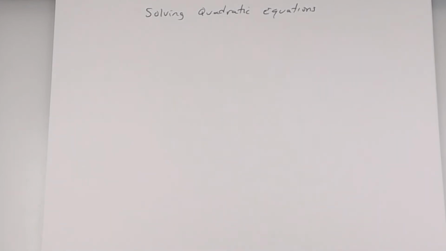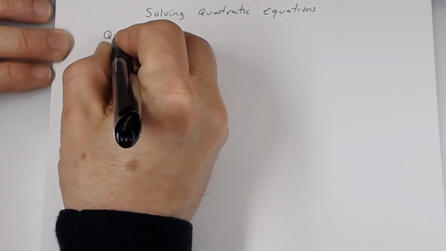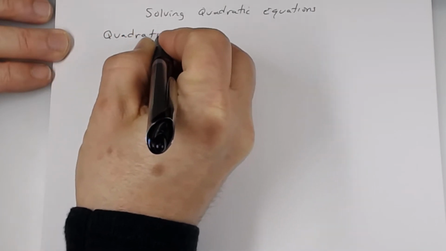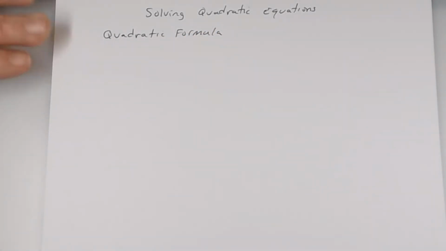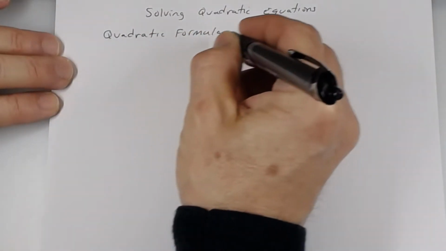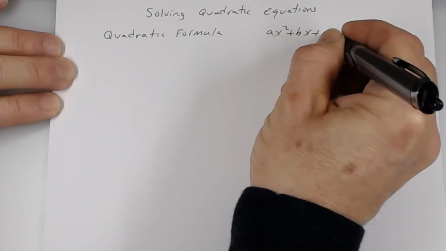So the second way to solve a quadratic equation, rather than factoring, is to use the quadratic formula. So remember the quadratic formula is this. And the quadratic formula can be used with any quadratic equation. And so again, we are talking about ax squared plus bx plus c equals 0.